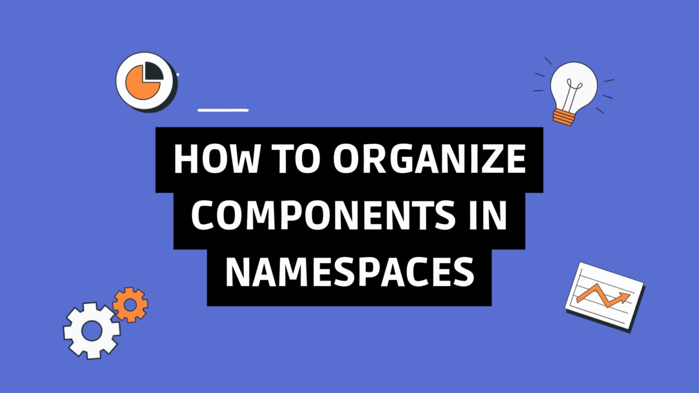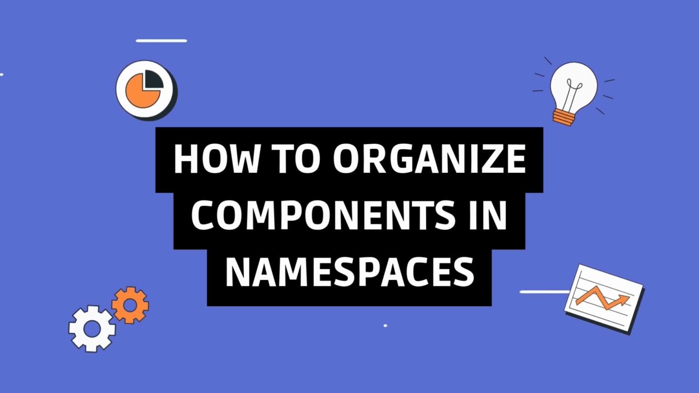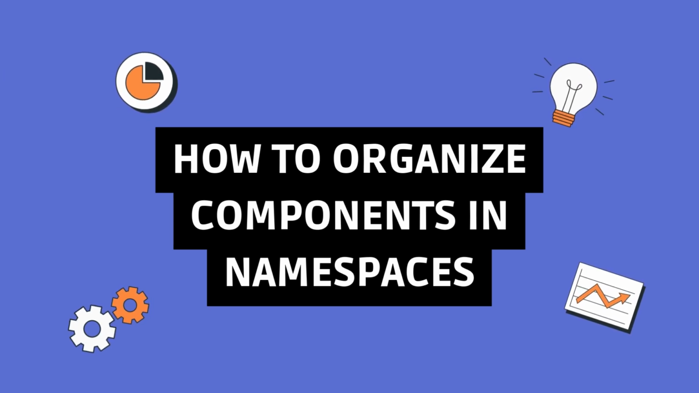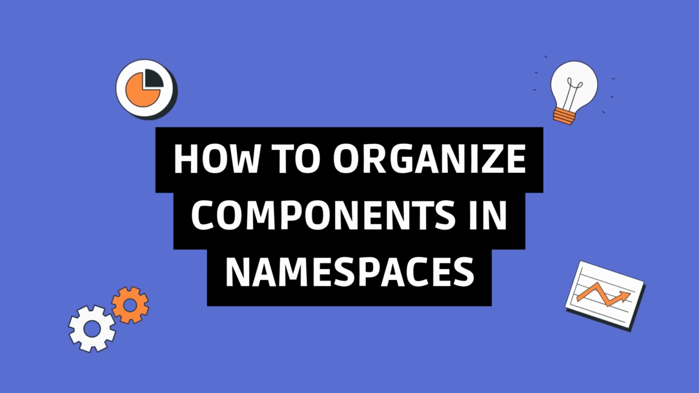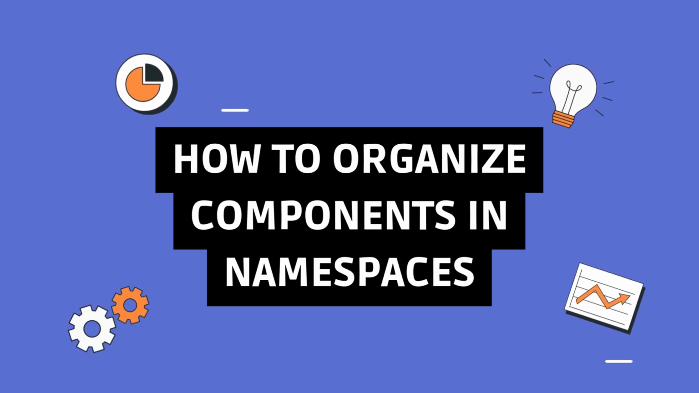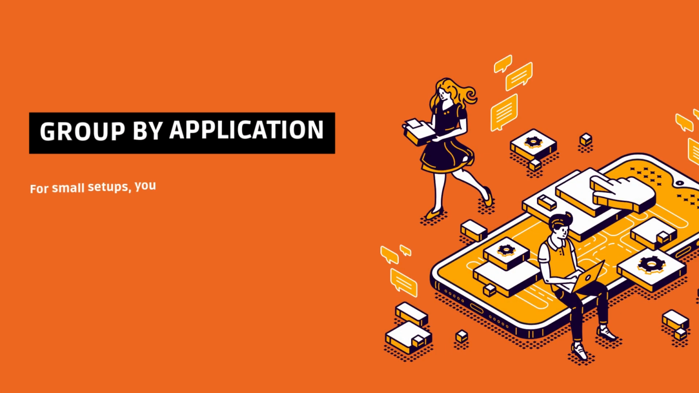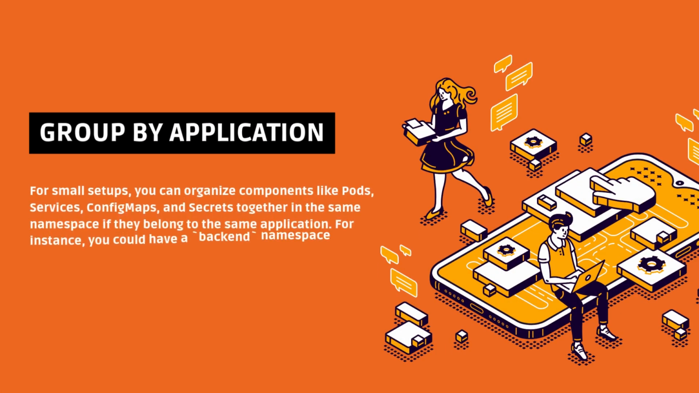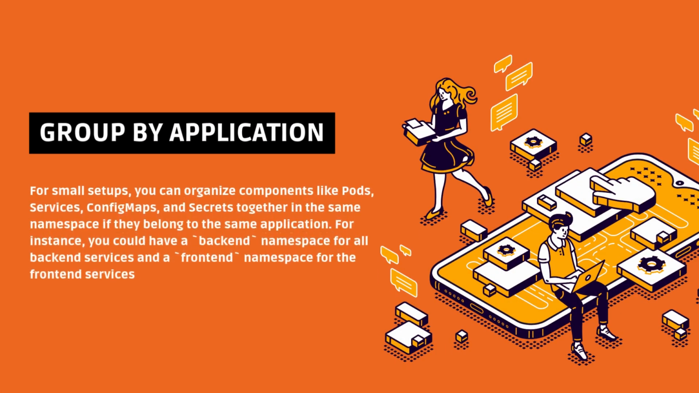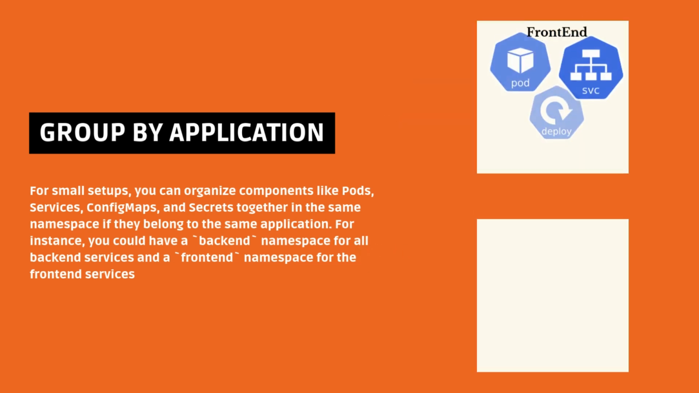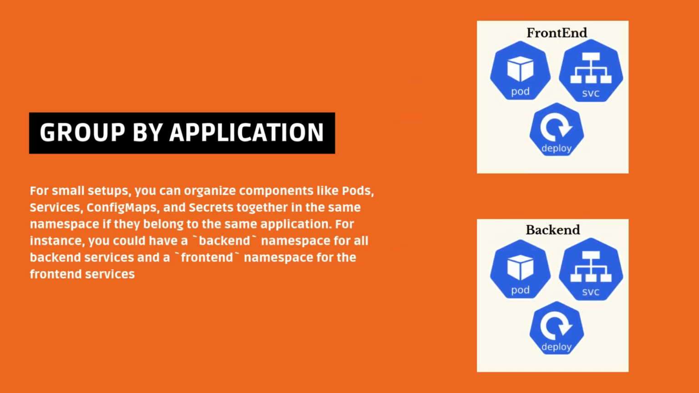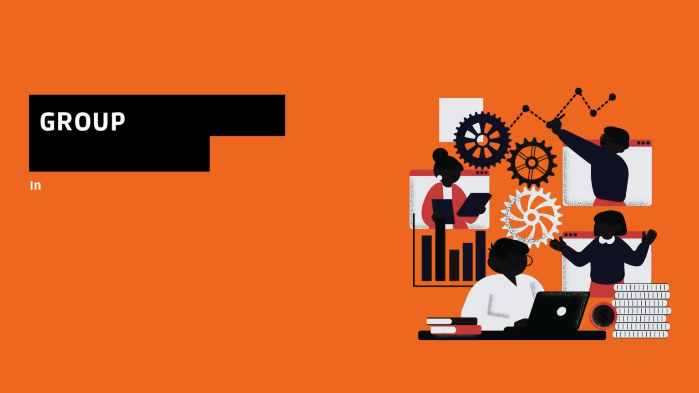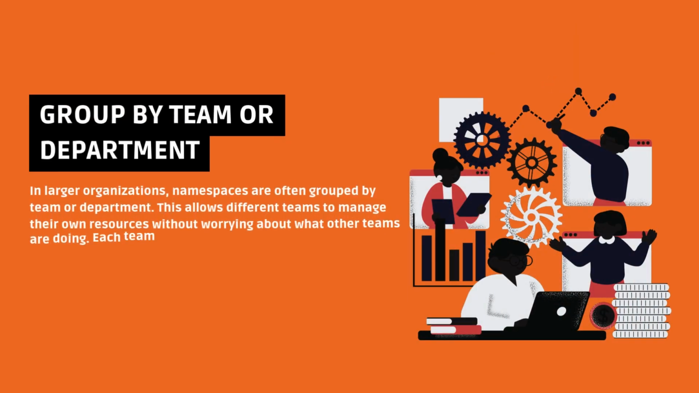Now, how to organize components in namespaces? Organization is the key to managing a large Kubernetes cluster. Let's look at some ways you can organize your components using namespaces. First is group by application. For smaller setups, you can organize components like pods, services, config maps, and secrets together in the same namespace if they belong to the same application. For instance, you can have a backend namespace for all the backend services and a front-end namespace for the front-end services.